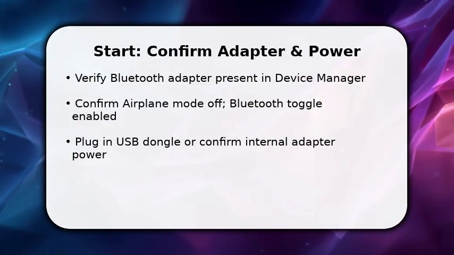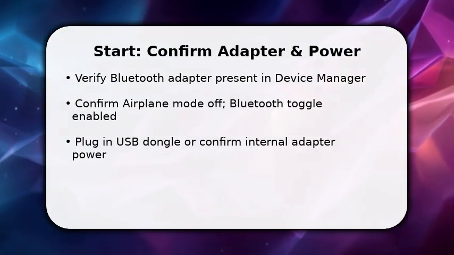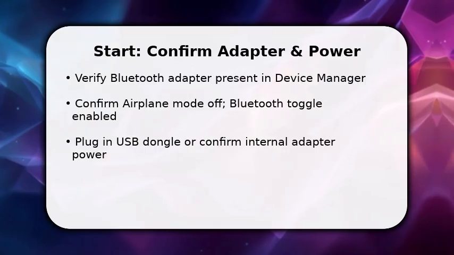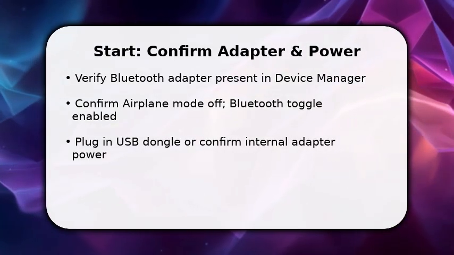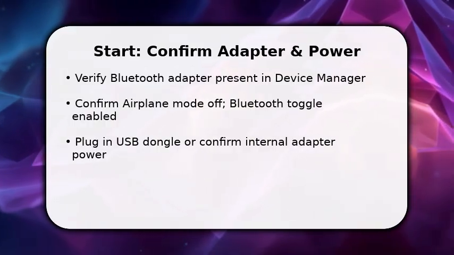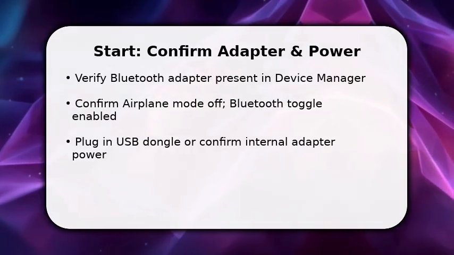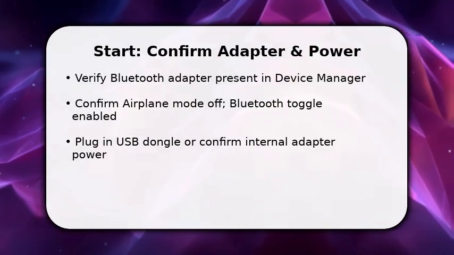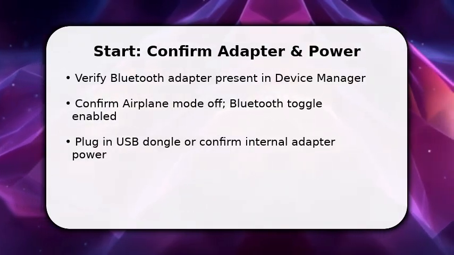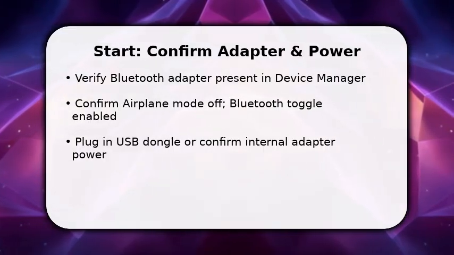You begin by confirming the physical and software prerequisites so nothing blocks the process. Open Device Manager and look for Bluetooth or a USB radio. This proves the adapter is recognized. Once done, make sure airplane mode is off and the Bluetooth toggle in settings is enabled. If you use a USB dongle, plug it into a different port to rule out a dead jack. These steps remove basic hardware and power issues before we change drivers or settings.